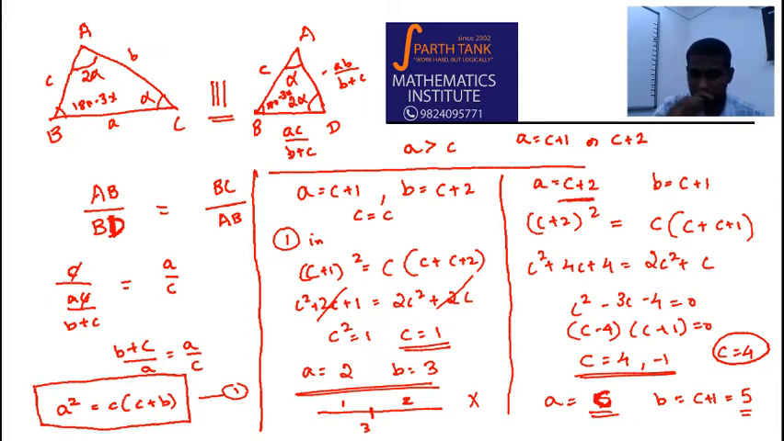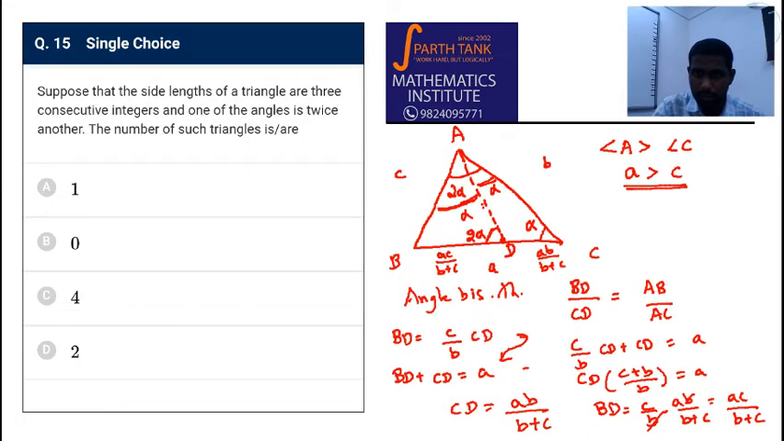So very intricate problem. Let's go through the solution once quickly. The first construction is to make this angle bisector and to find these two segments of the line BC, right? And that gave us BD is equal to AC by B plus C and CD is equal to AB by B plus C.